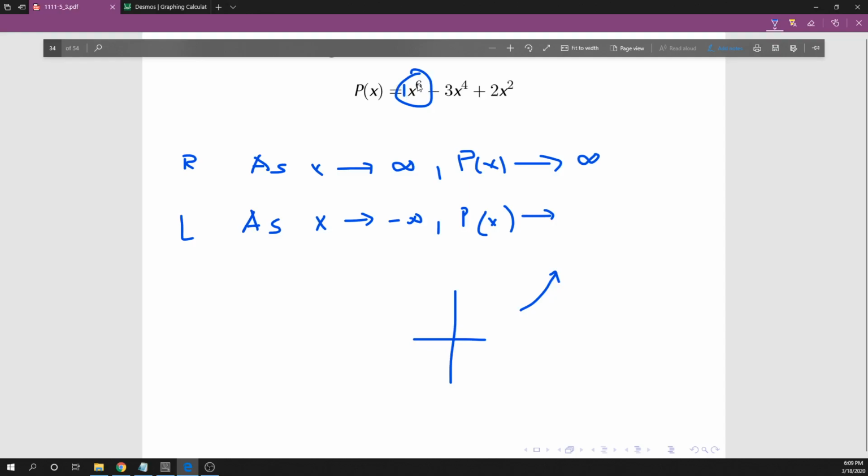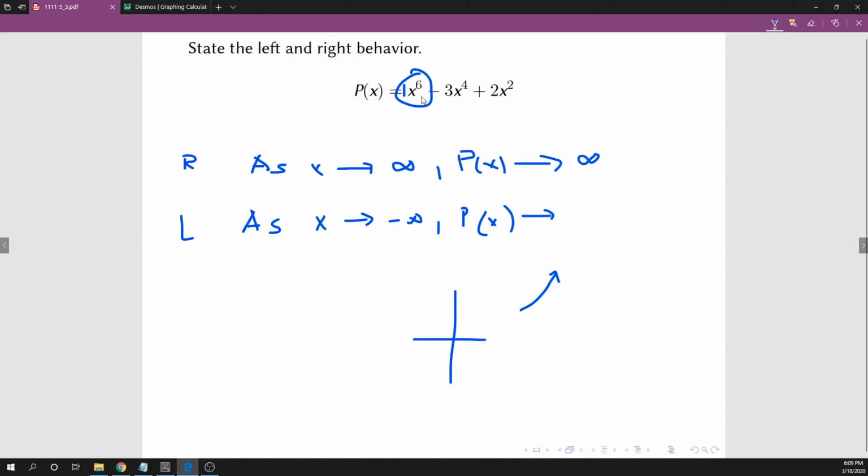And then for the left behavior, we look at the degree. It is an even number, so these are going to be the same. So it does this on this end over here. And again, in the middle, who knows? That's complicated. We haven't talked about that yet. So just from here, we don't really know yet what's going on in the middle. We're just talking about the end behavior.